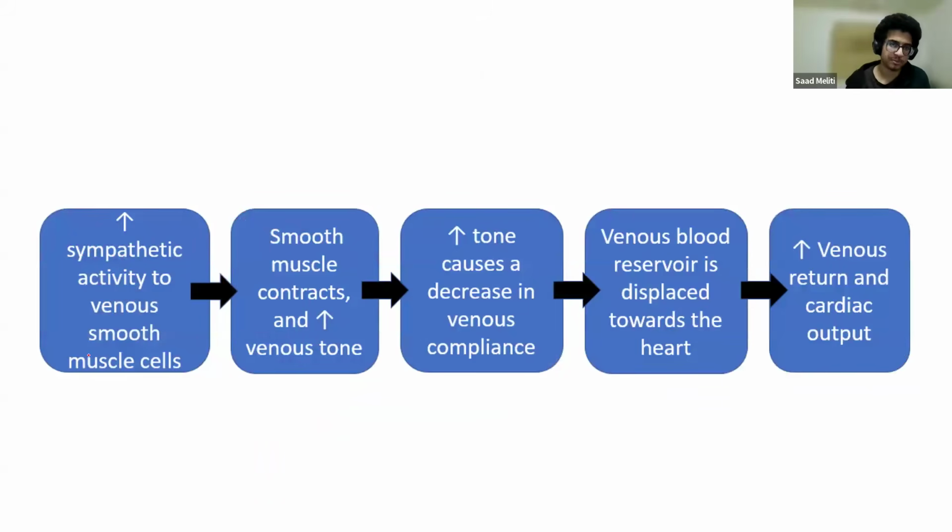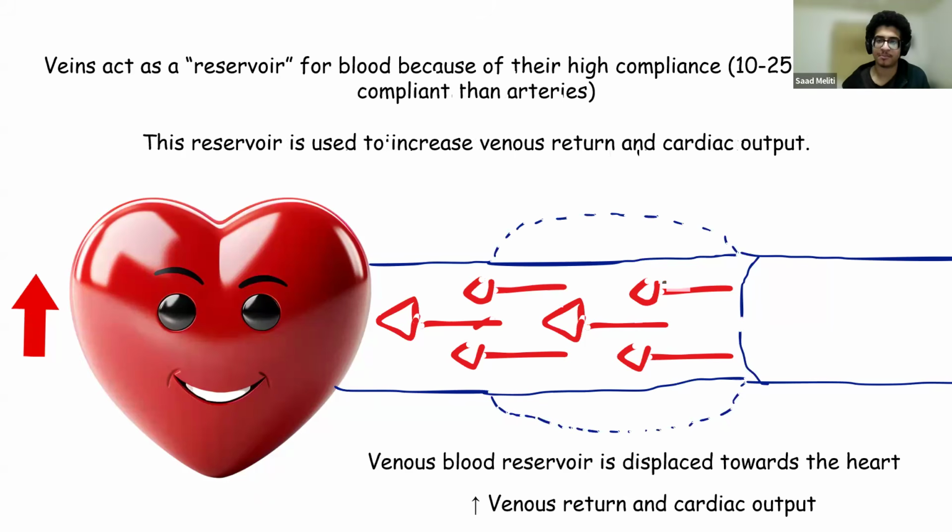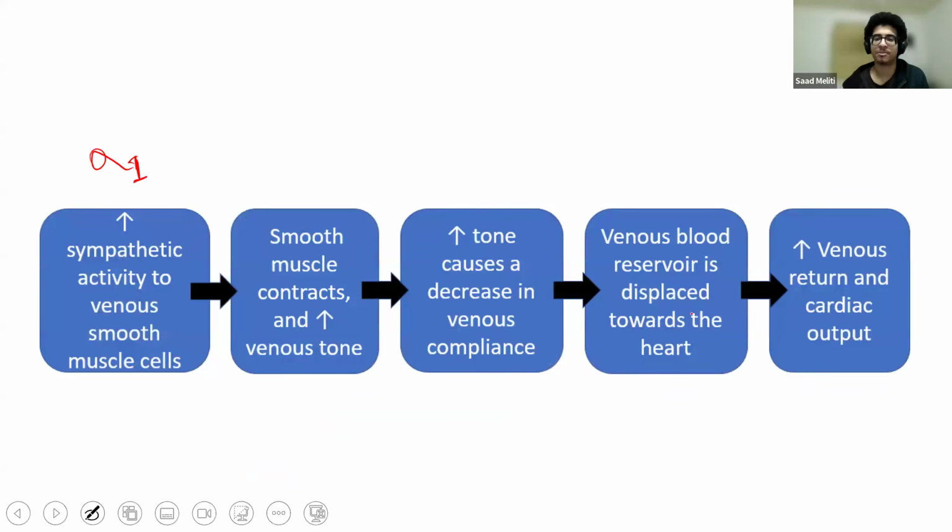Well, come on, this was on Abdul Jabbar slides. Same exact thing. We increase sympathetic activity through alpha-1 receptors. The smooth muscle contracts. We have an increase in venous tone. The increase in tone causes a decrease in venous compliance. And the blood reservoir, because of the valves preventing backflow, has no option but to go back towards the heart. Because of that, we're going to increase venous return and increase cardiac output. So that's just a quick review. This was what he had in his slides.